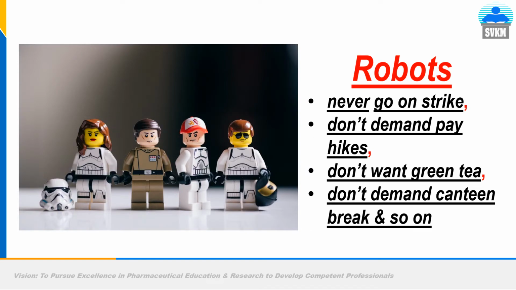So we talk about robots. Robots never go on strike. They don't demand pay hikes. They don't want green tea. They don't demand canteen breaks and so on. So definitely for driverless cars or whenever there is logistics or warehousing management, robots have no challenge. They are second to none. There might be some issues because it is now in an embryonic stage, still in infancy. Some hiccups might be there, but definitely the era will be of robots only because of the simple reasons I have mentioned here.